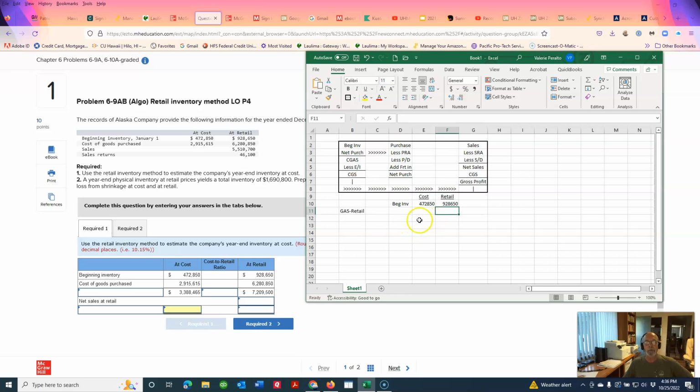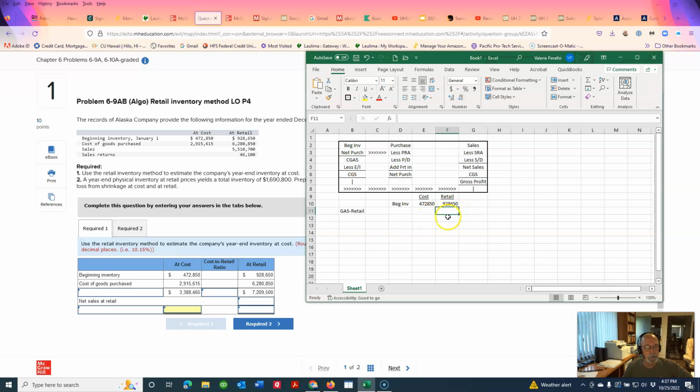Now, how do we know this? Well, our beginning inventory at cost represents what we paid when we purchased that inventory. That's going to be a matter of accounting record, right? We buy inventory, we debit inventory, credit accounts payable if we're using the perpetual inventory method, or we debit purchases, credit accounts payable if we're using the periodic inventory method. But our cost is what we paid for our inventory.